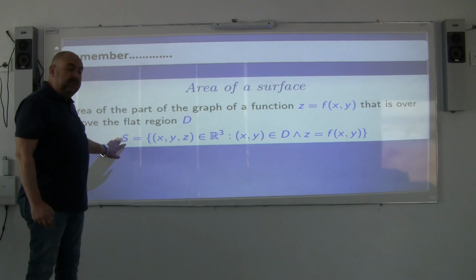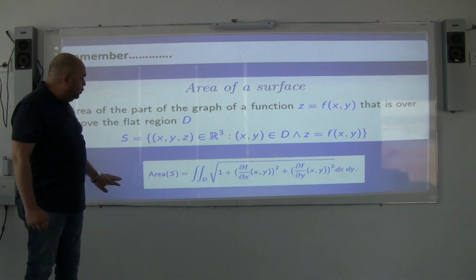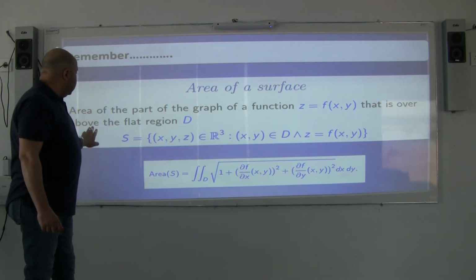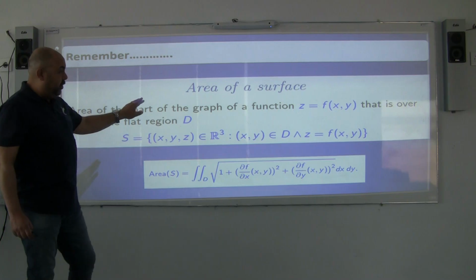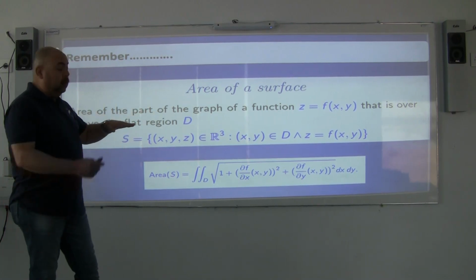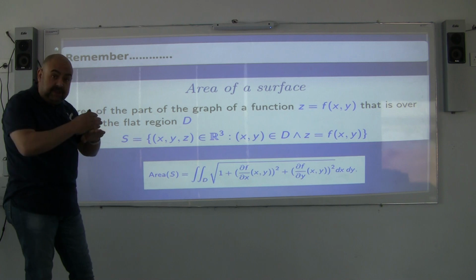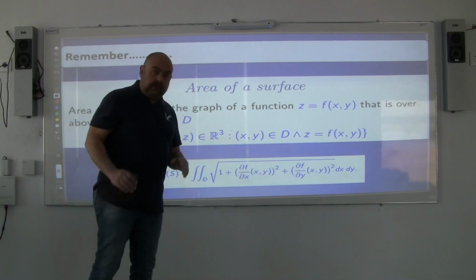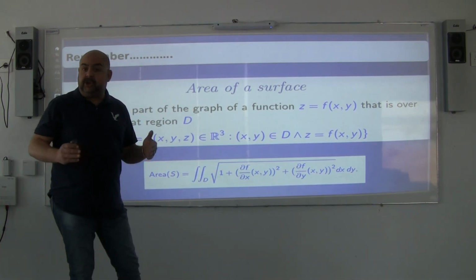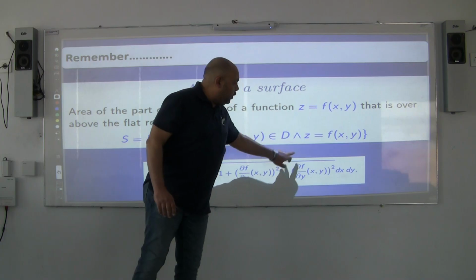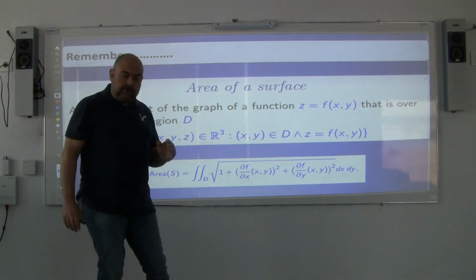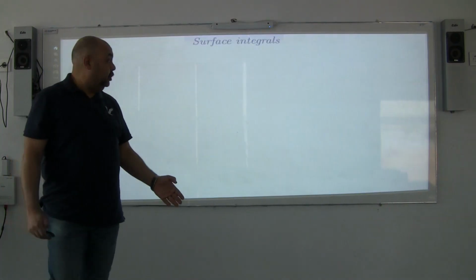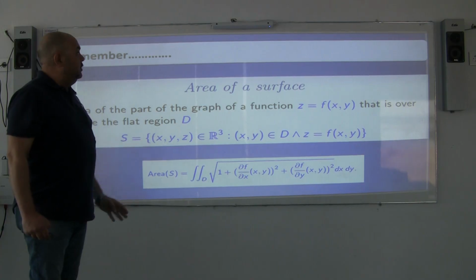In order to evaluate this surface area, all I have to do is to just substitute at this level. So this is how to evaluate an area of a part of a graph of a function that's over, or above, the flat region D. All I have to do is to find the value of f, the determinant, very good. Then find the partial derivatives of f with respect to x, with respect to y, making substitution, remarking the domain, and starting your integration. Of course, the double integration.